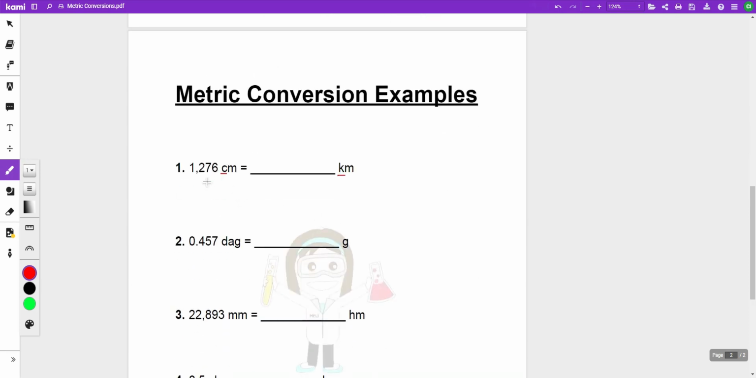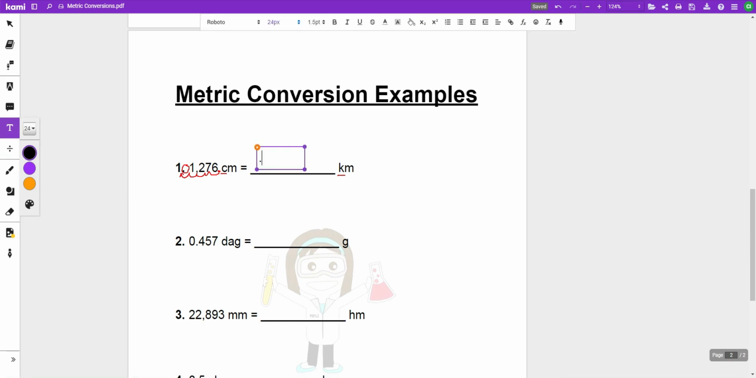left. So since 1,276 is a whole number, our decimal is going to be here at the end of that number, right behind the 6. So we're going to go 1, 2, 3, 4, 5, and this is where we're going to put our decimal. Now we didn't have a number in front of this 1, so we're going to have to add in a 0. So our new number is going to be decimal 01276. Okay, so 1,276 centimeters is equal to that many kilometers.